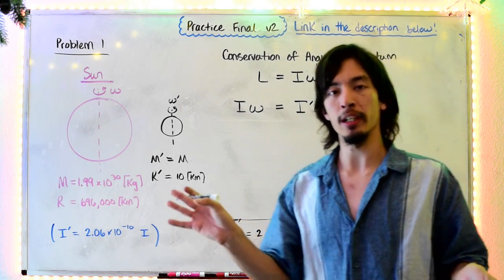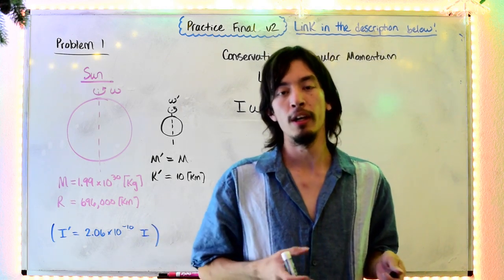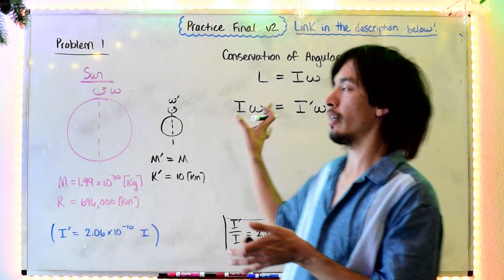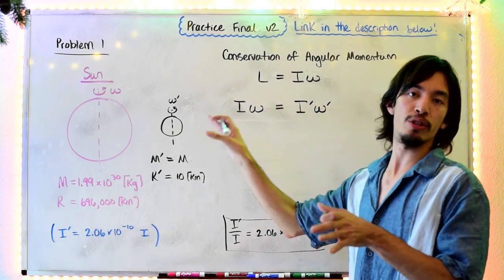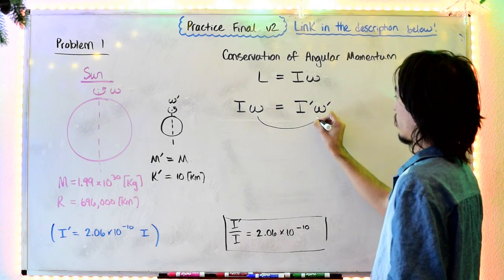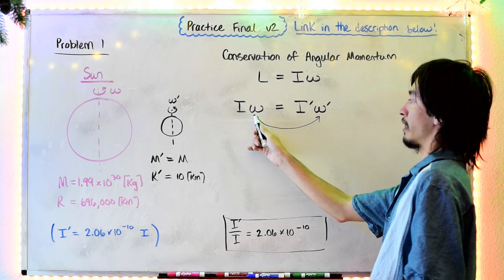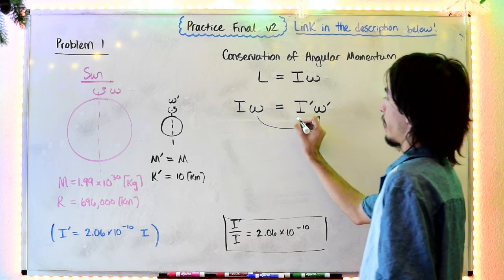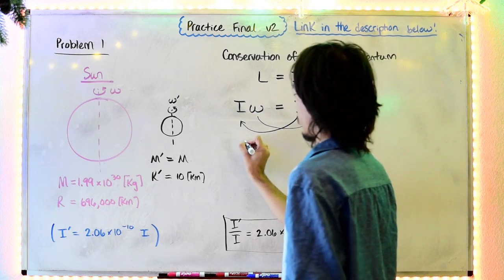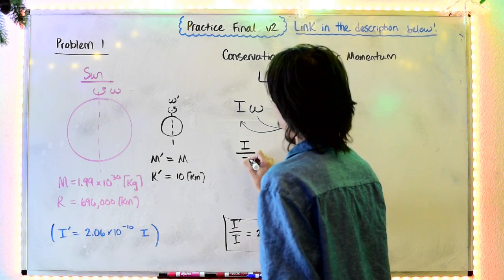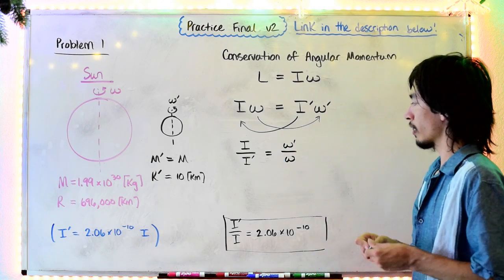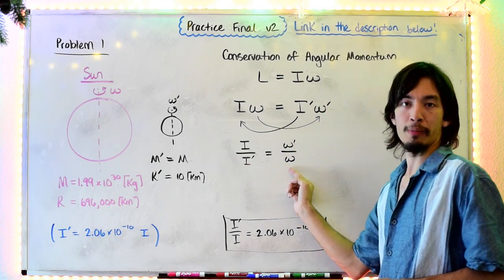An almost equivalent question is I could just ask you for the final angular velocity or final angular speed, and you would calculate that by solving for it. But instead, you're just going to solve for the ratio. So I'm going to move the initial angular speed over to the right side, and then divide off the moment of inertia prime to the other side. What this says is I over I prime equals omega prime over omega. So I've solved for the ratio basically.